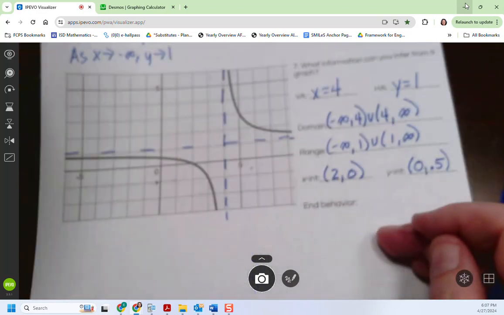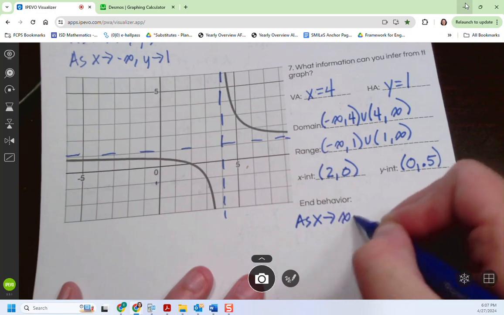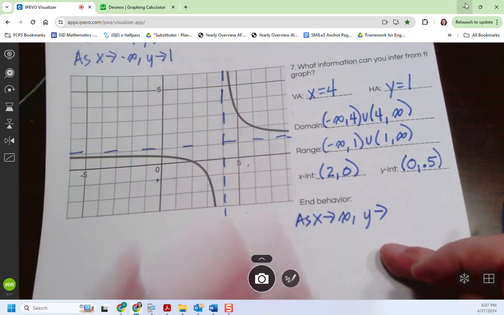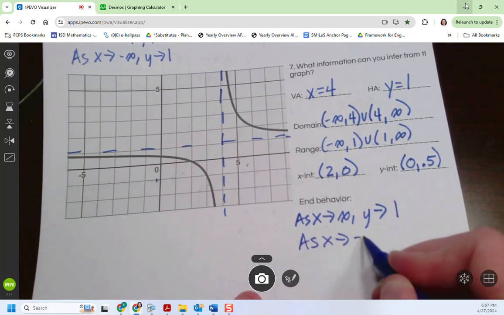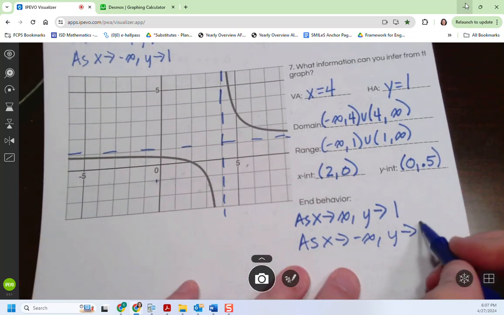My end behavior, as x goes to infinity, y goes to my horizontal asymptote, 1. As x goes to negative infinity, y goes to my horizontal asymptote, which is still 1.